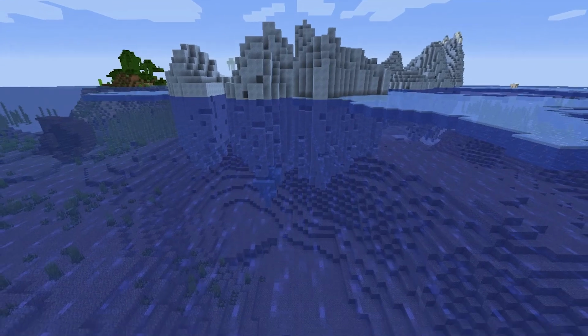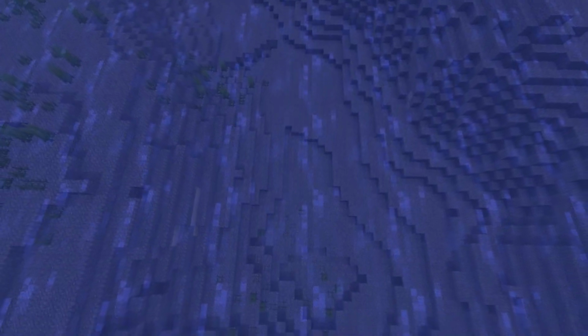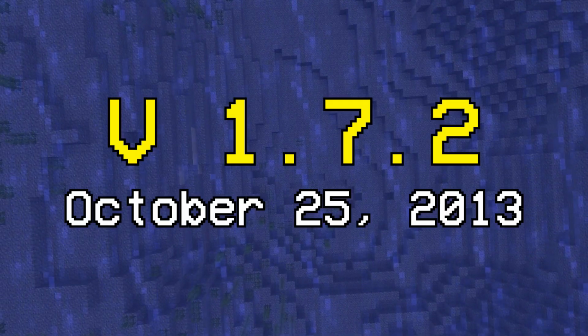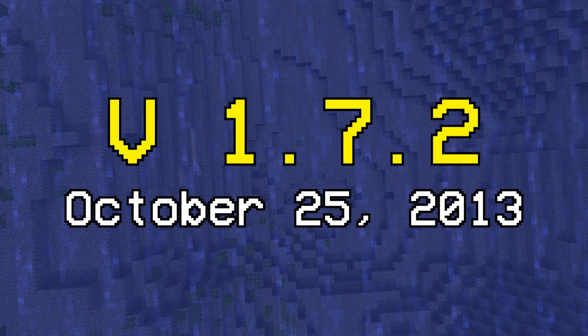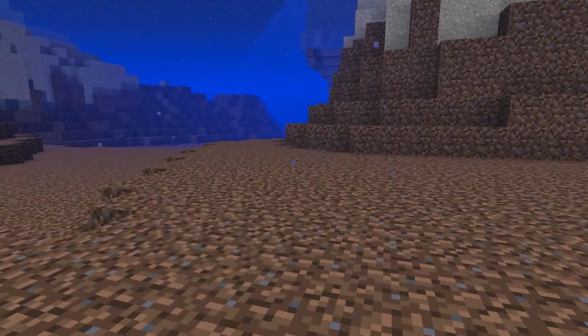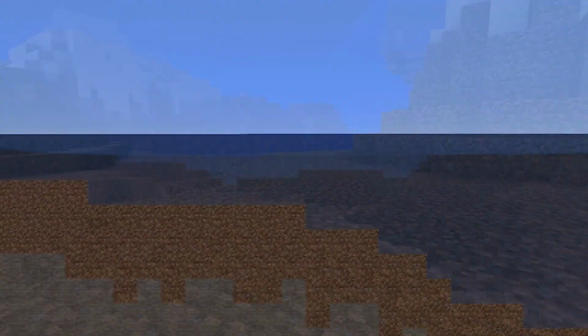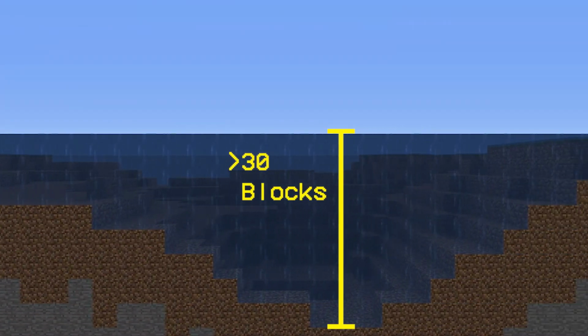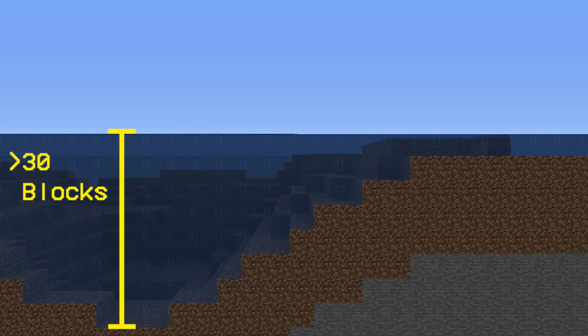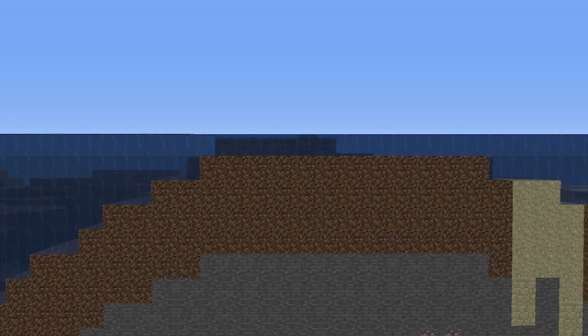Have you ever looked down at the ocean floor? If you have, you may have just noticed a few minor changes. You see, from the beginning of Alpha all the way up to release 1.7.2, October 25th, 2013, the ocean floor was composed of a spattering of dirt, sand, and clay. The oceans also rarely exceeded 30 blocks in depth, making Alpha and Beta oceans considerably more shallow on average.